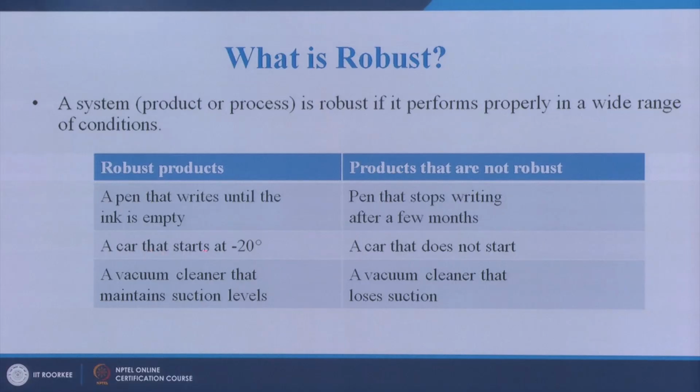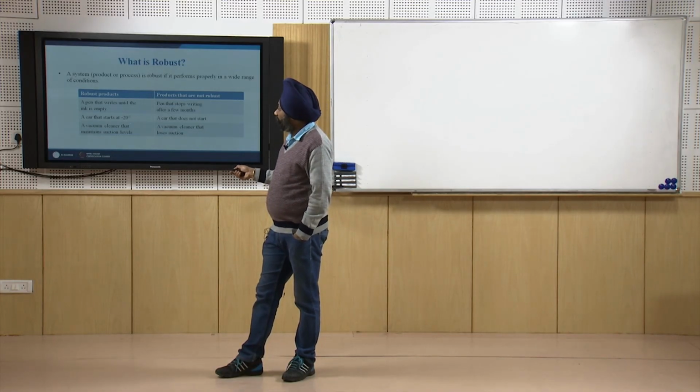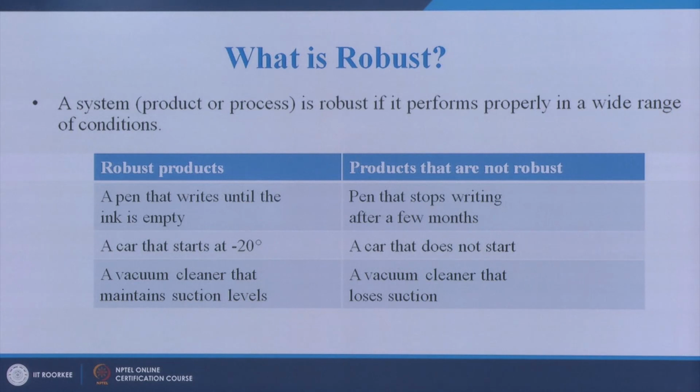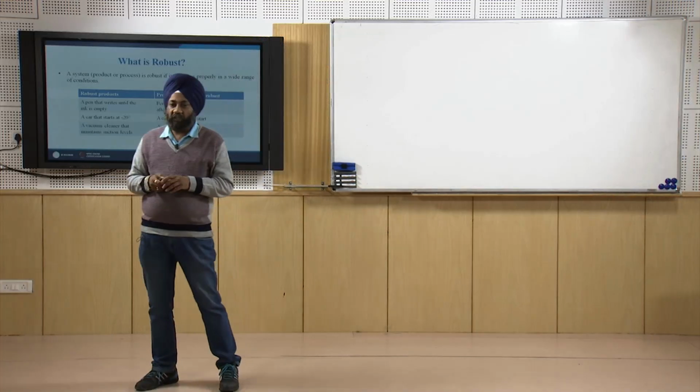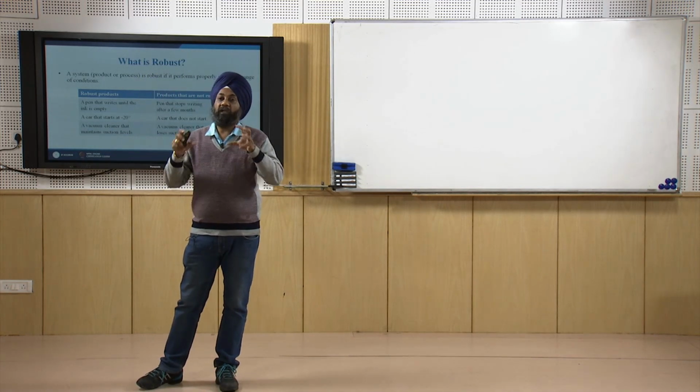A car that starts at minus 20 degrees centigrade can be said to be a robust design. Why? Because it is not influenced by the sub-zero temperature. But a car that does not start at this temperature is not a robust design, because it is influenced by the very low temperature. Then a vacuum cleaner that maintains suction levels is a robust design, and a vacuum cleaner that loses suction is not a robust design. These are just illustrative examples to understand what we can call robust.